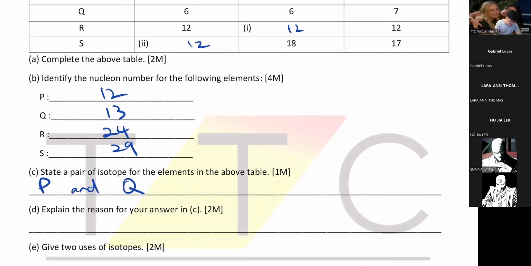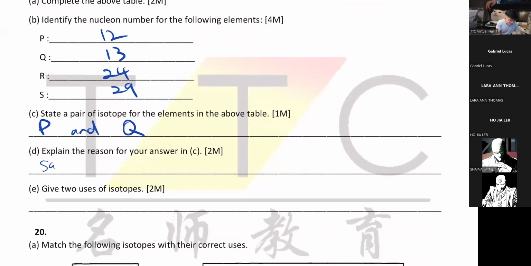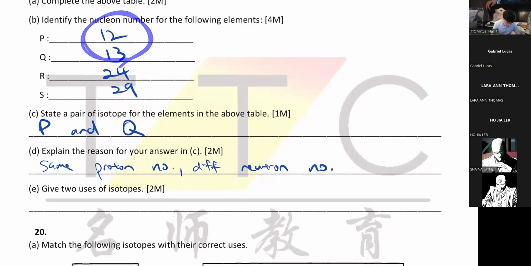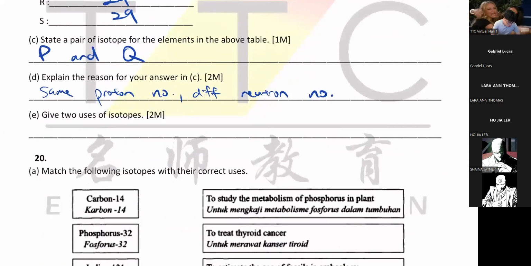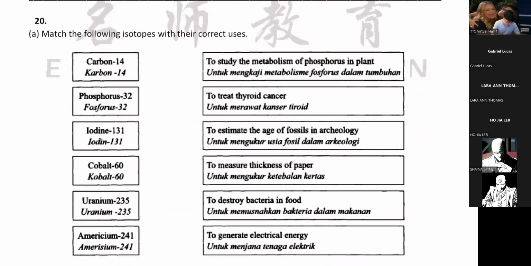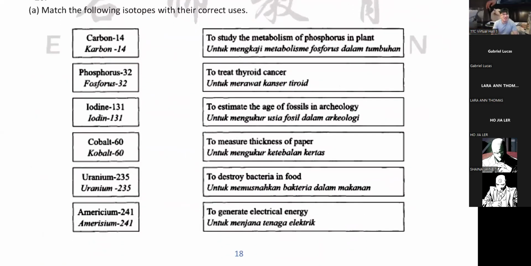So explain your reason because they have the same proton number, different neutron number. You want to say nucleon, fine as well. Same meaning. So different nucleon number, different neutron number, but same proton number. Both are 6. So 2 use of isotope. Choose 2 lah. Choose 2 lah.